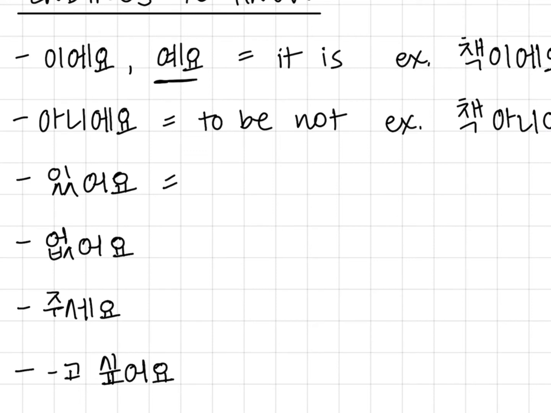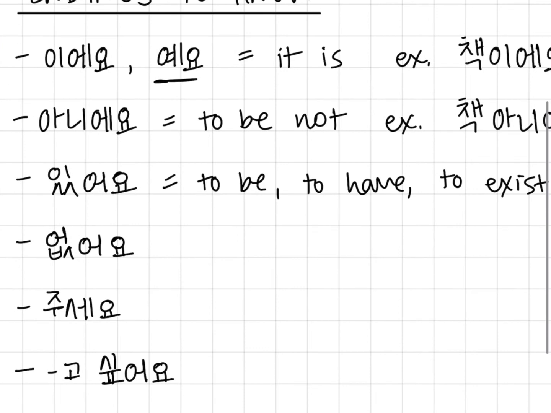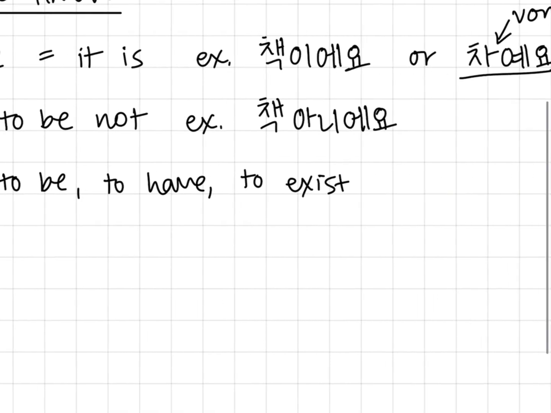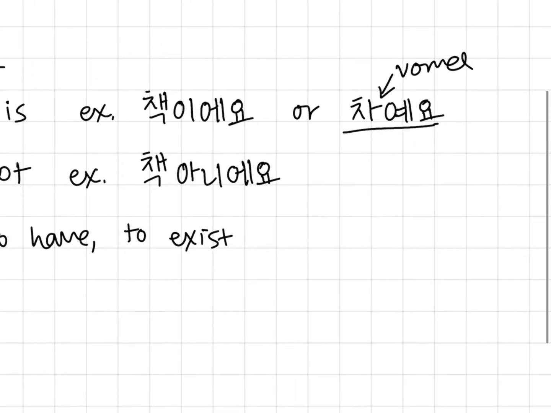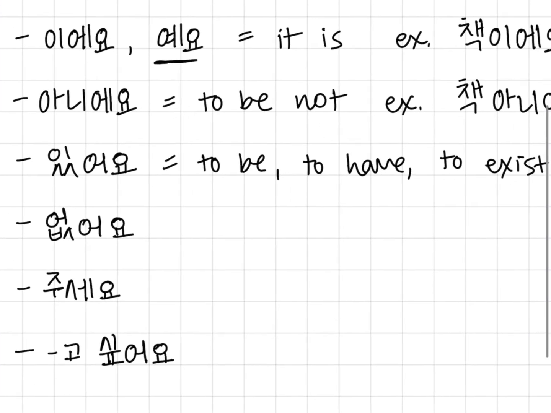있어요 means to be, to have, or to exist. And this is something that is used all the time, so it's important to understand. So when something is there, like if there is a book in the room, you could say 책 있어요. If there's a person in the room, you could say 그 사람 있어요, which means that person is here. 없어요 means non-existence, so it's pretty much the opposite.